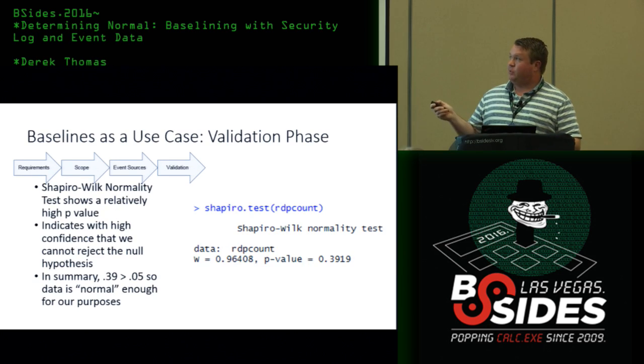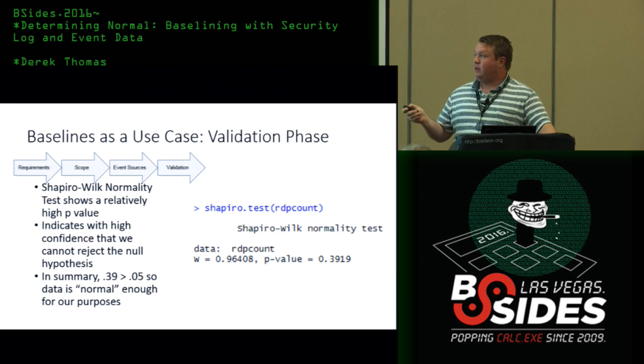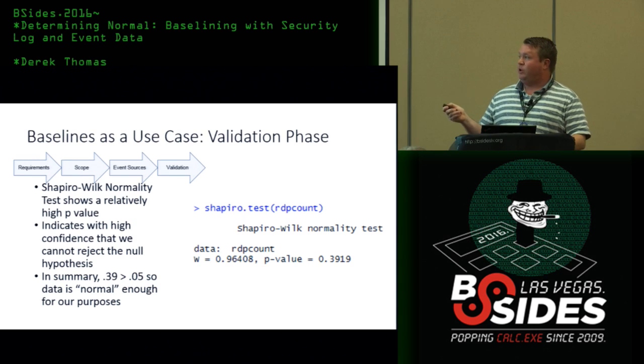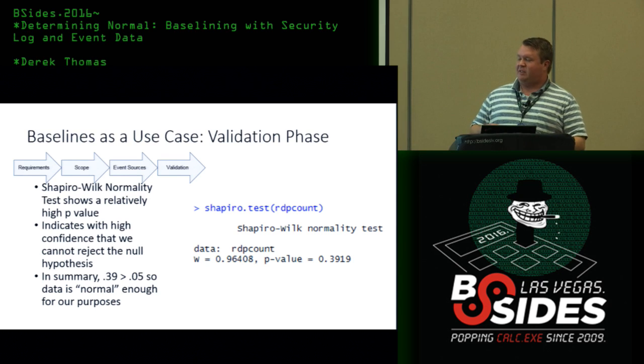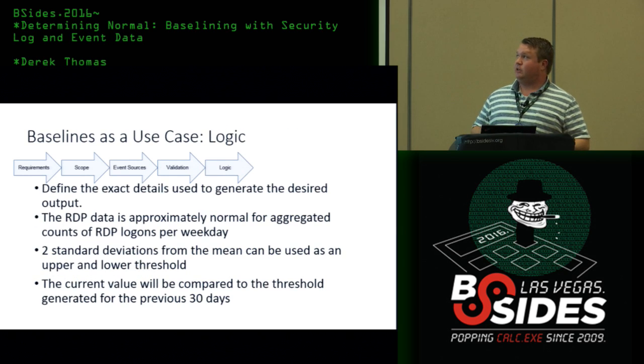And finally, the Shapiro-Wilks test that we talked about again. I fed the RDP count per day. We see that the p-value is 0.39, which is far above the 0.05 value that would reject the hypothesis that this was taken from a normally distributed data set. So we're pretty good. We think that this is normally distributed, and we can start creating some thresholds.